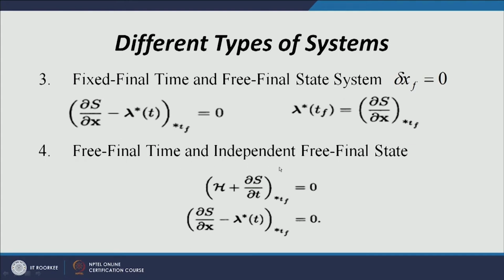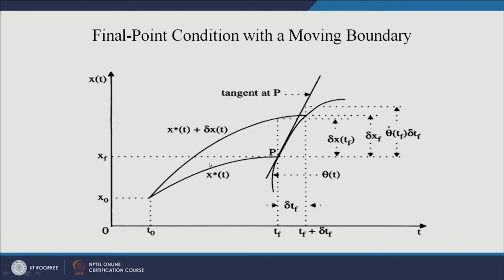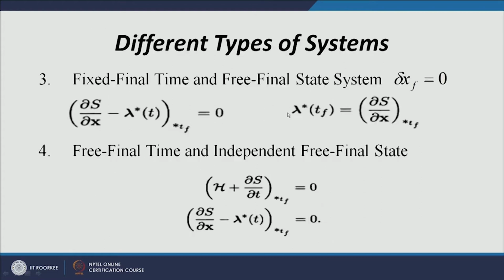Next, the free final time and the free final state, so T goes to TF plus delta TF and my trajectory can go anywhere. Again two cases exist here. If both are independent, meaning there is no relation between delta TF and delta XF, then the coefficient of each will independently be 0. So, H plus del S by del T will be 0, and del S by del X minus lambda star at TF point will also be 0.